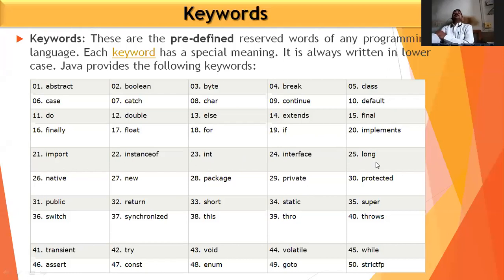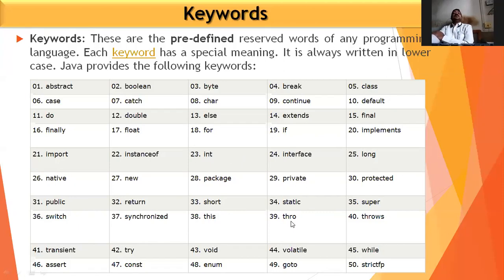The interface, the long, this is new. Native, new. Package, private, protected, public. Return is available in C and C++. Short, static, these are also available. Super is a new keyword. Switch is available in C, C++, and also today we are using it in Java. Synchronized is a new keyword.